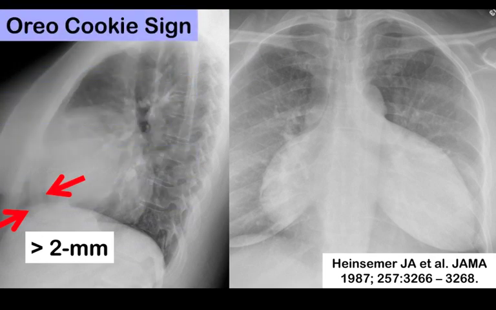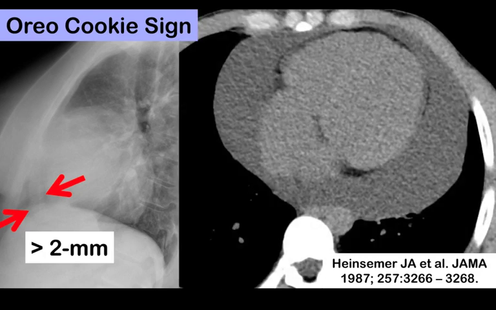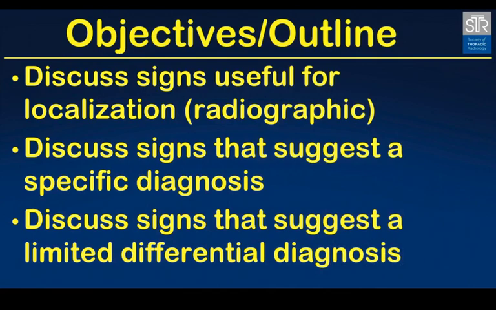And again, separation of the pericardial and epicardial fat stripes by greater than 2 millimeters is highly suggestive of pericardial disease. And here's the CT confirming a very large pericardial effusion.